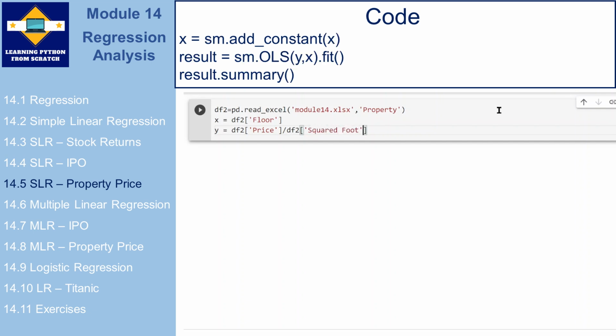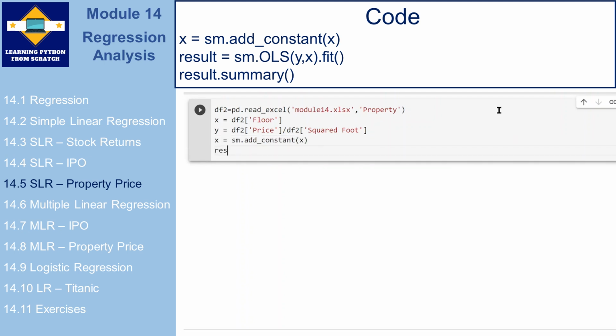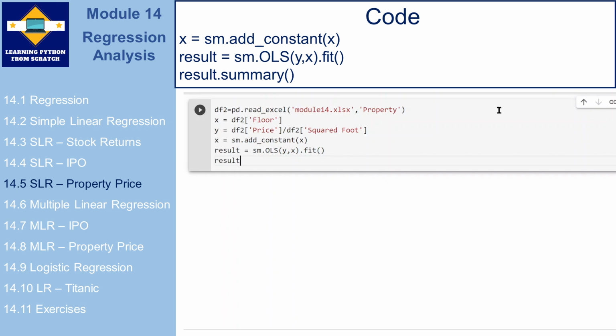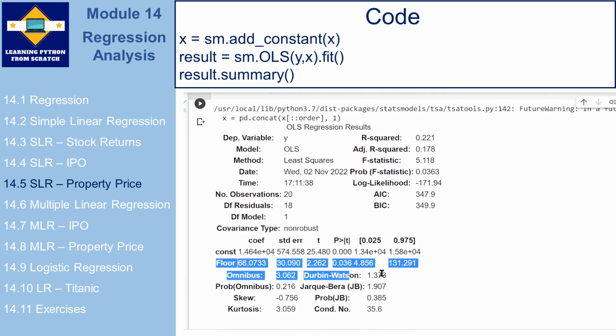Then we also add the constant to our independent variable. And we use OLS.fit to find the best estimate of our coefficients. And we type result.summary. Now you should be able to see the result, and you can find that the floor definitely helps to explain the price per square foot.